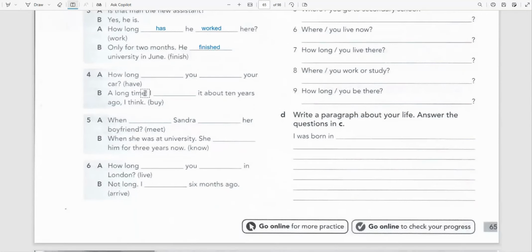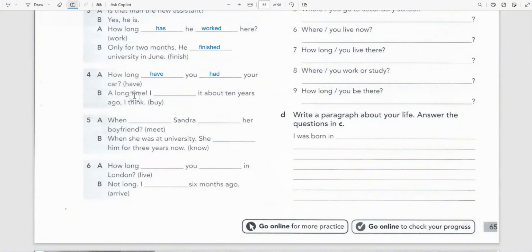Number four, how long have you had your car? A long time. A long time. And then about 10 years ago, I think. So I'm talking about a car that someone drives until now. So I must put it in present perfect. How long have you? And then past participle of had is had. So how long have you had your car?